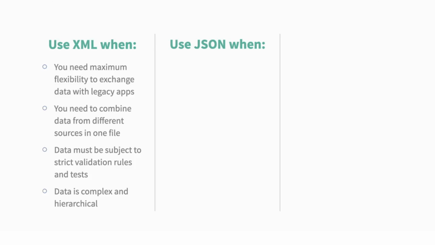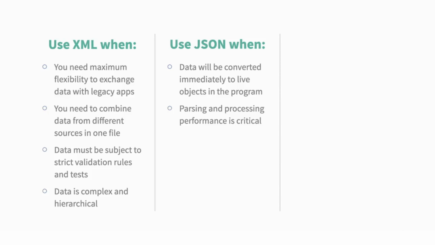JSON is a good choice for when the data will be immediately converted into live objects for use in a running program. For example, a program that needs to retrieve weather data from a service and then use that data right away would benefit from using JSON because most programming languages can map JSON directly to native objects in that language. Because of its simplified syntax, JSON is also a good choice when parsing and processing the content is absolutely critical and performance is important.